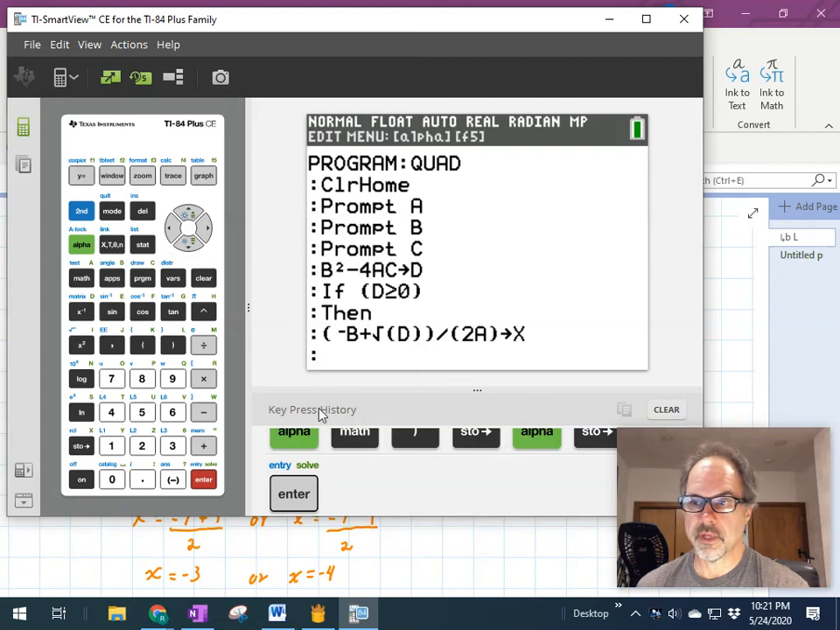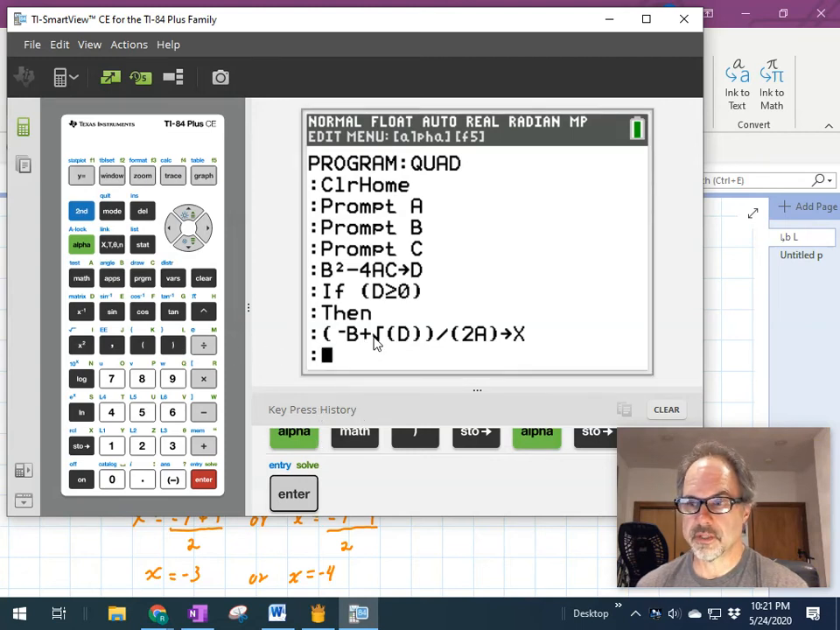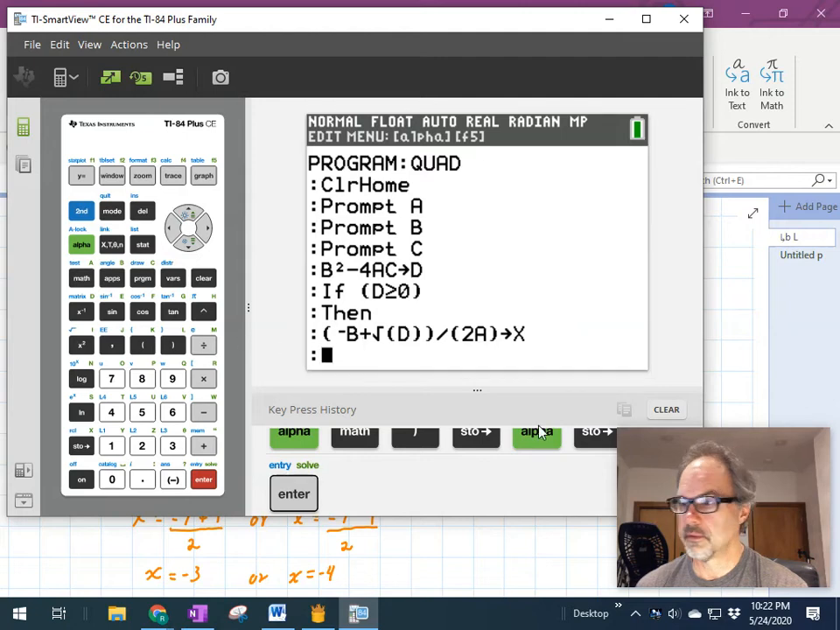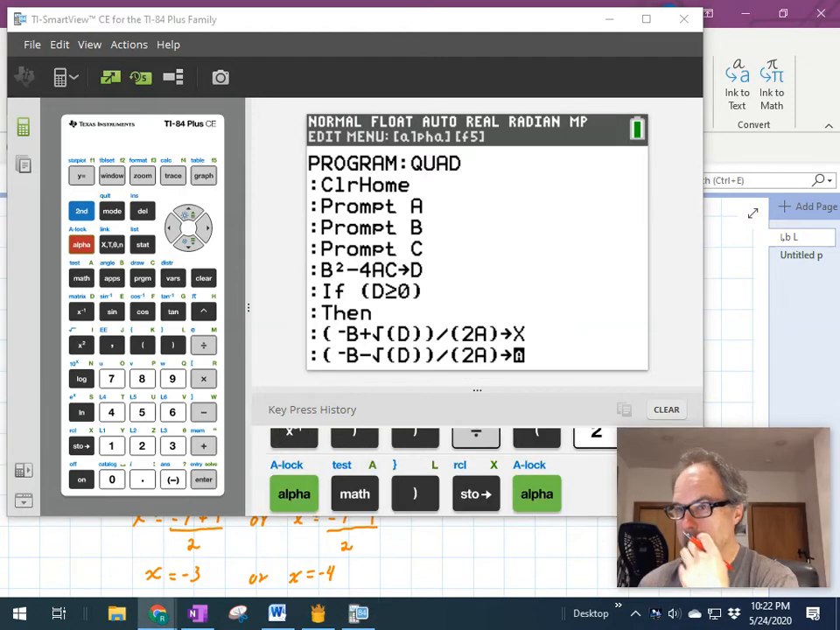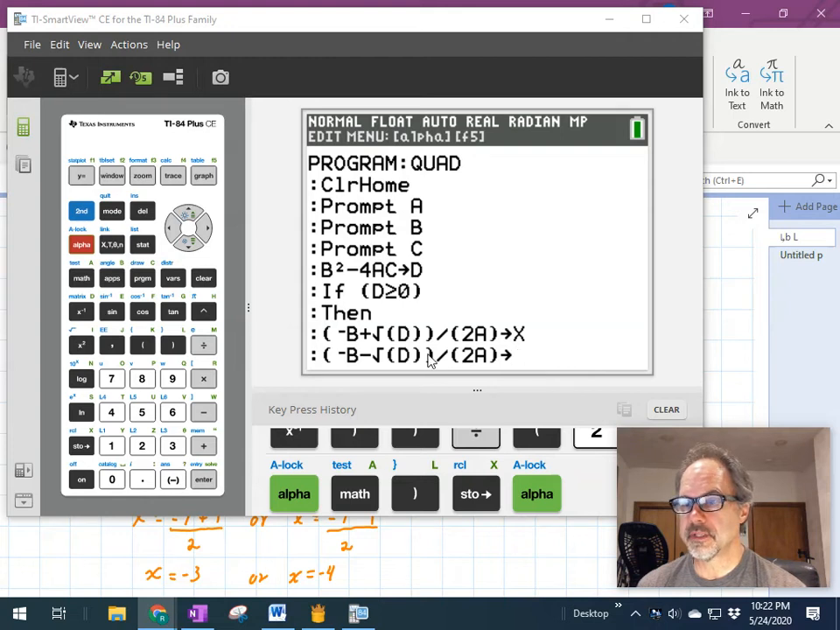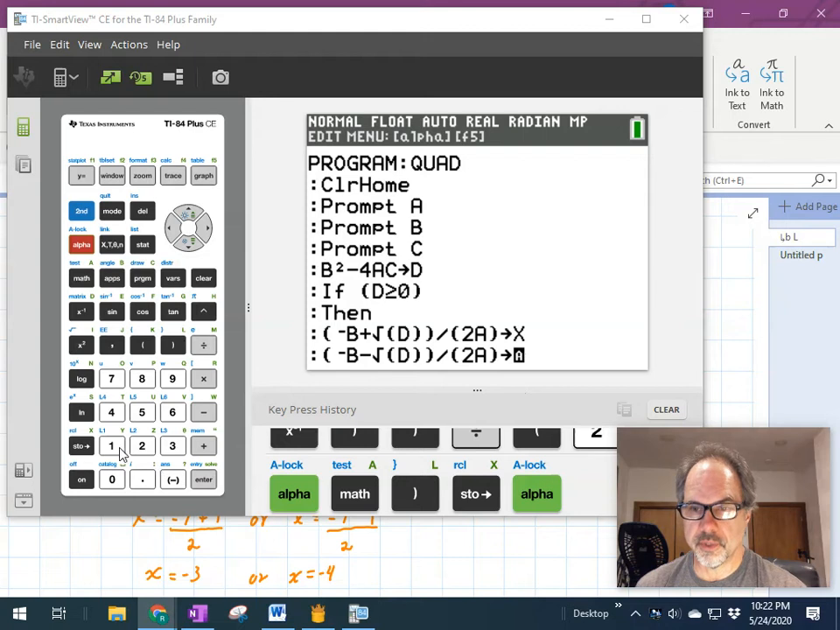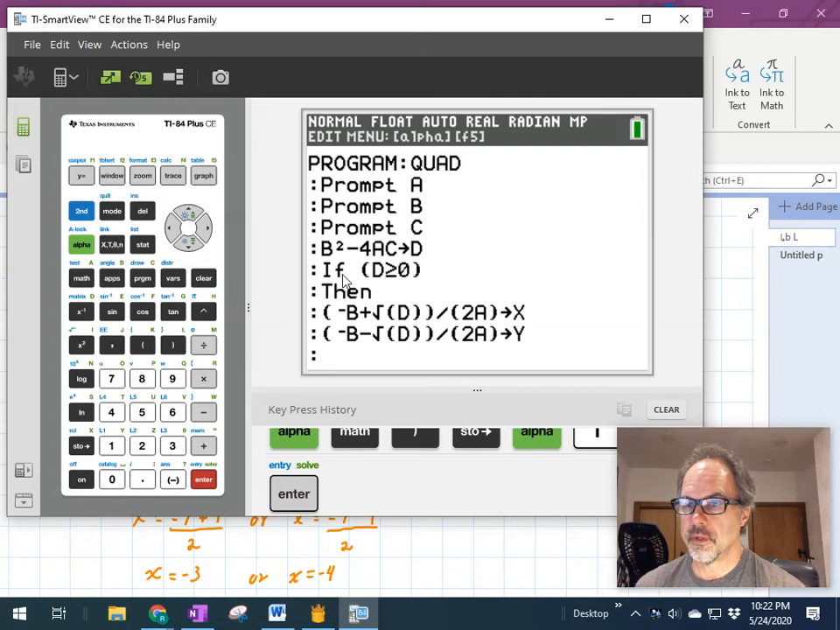Okay, now we have to calculate the other root, and we're going to do it the same way, except that this is going to be a minus sign. Okay, after you type this line, we need to store it into some other variable. I'm just going to put it into y here. So alpha y. Hit enter. So if this is true, then do this.